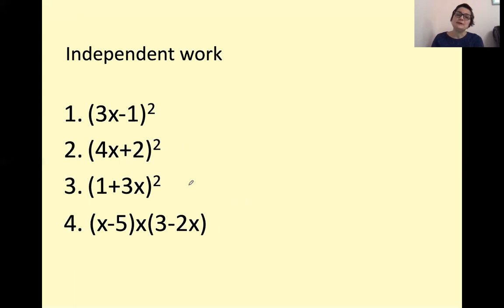Now, this is some independent work that you can do from home. Here, in the first three examples, it's a whole bracket to the power of 2, and that means you multiply the bracket by itself. So 3x minus 1 multiplies 3x minus 1, okay? And so on, do exactly the same thing with them too. Follow the strategy: the first term of the first bracket multiplies the whole bracket, and then the second term multiplies the whole bracket. Follow the steps one by one. And here, two single brackets. Again, follow the steps one by one.